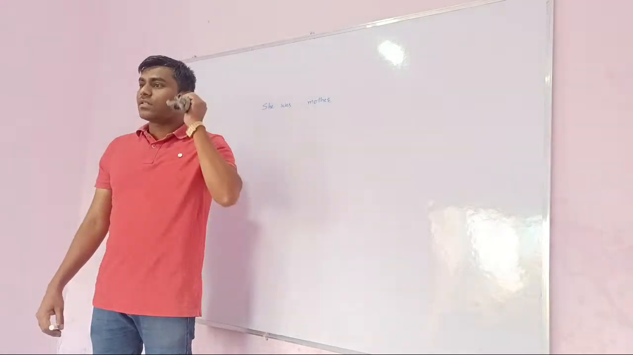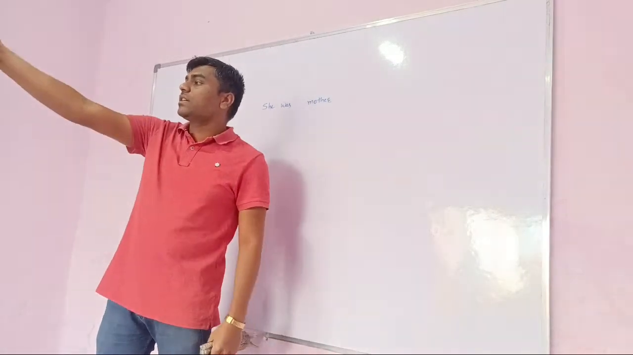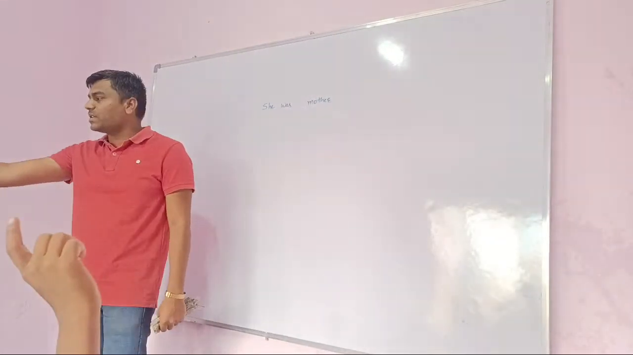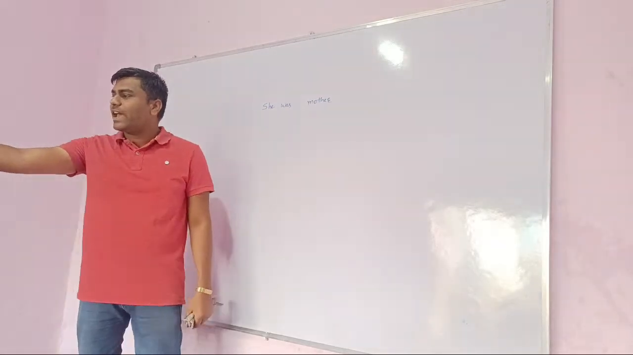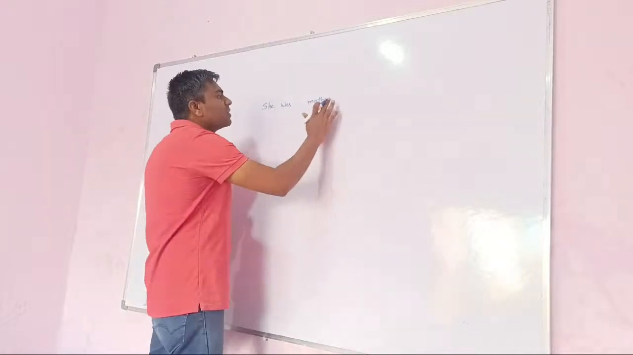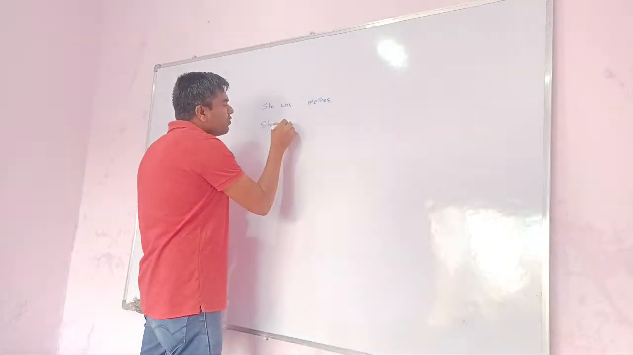She was gangster. She was captain. She was winner. She was commissioner. She was badminton player. She was smart. Now use adjectives. She was clever. She was smart.